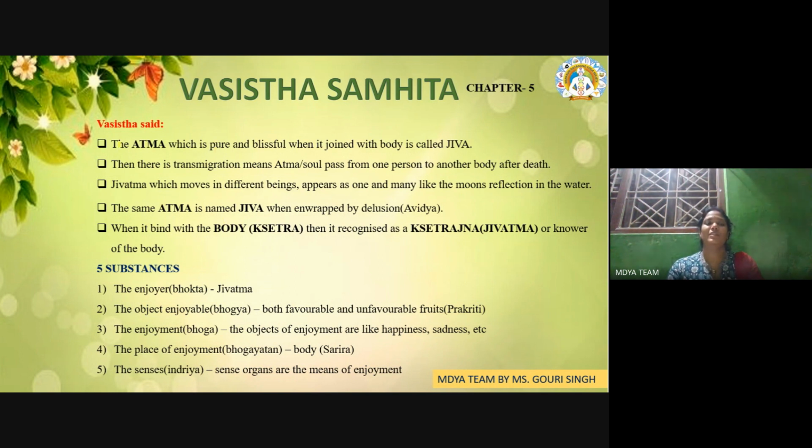So first, Vasistha is telling that the Atma, the soul, which is pure and blissful, when it is joined with the body, is called Jiva, or Jivat. The same thing is discussed in the Yogavasistha also, and in your Bhagavad Gita also. When this Atma is directly joined with the body, the Sarira, the gross body, then it is called the Jiva or Jivat.